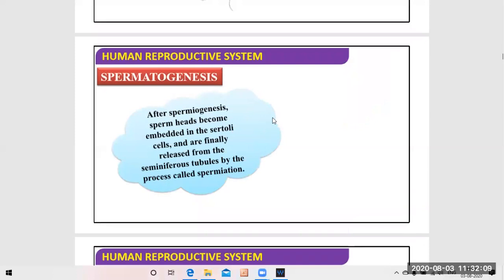After spermatogenesis, what happens? The sperm heads become embedded in the Sertoli cells and are finally released from the seminiferous tubules by the process called spermiation. That is spermiation, we can say.